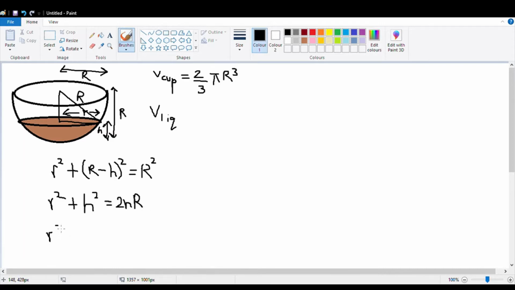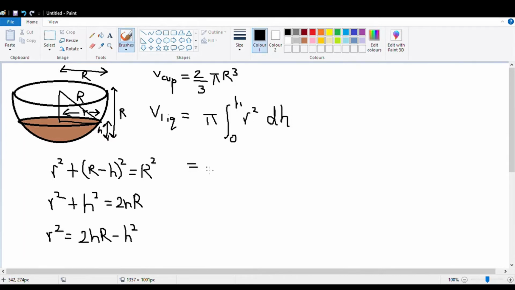So r squared ends up being, what does r squared end up being? It ends up being 2hR minus h squared. So the volume of this liquid would be basically a volume of revolution, right? So it's pi integral 0 to h of r squared dh.